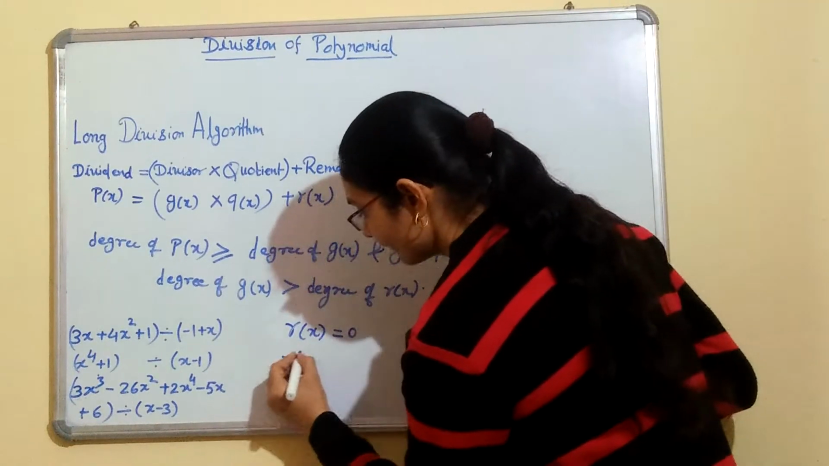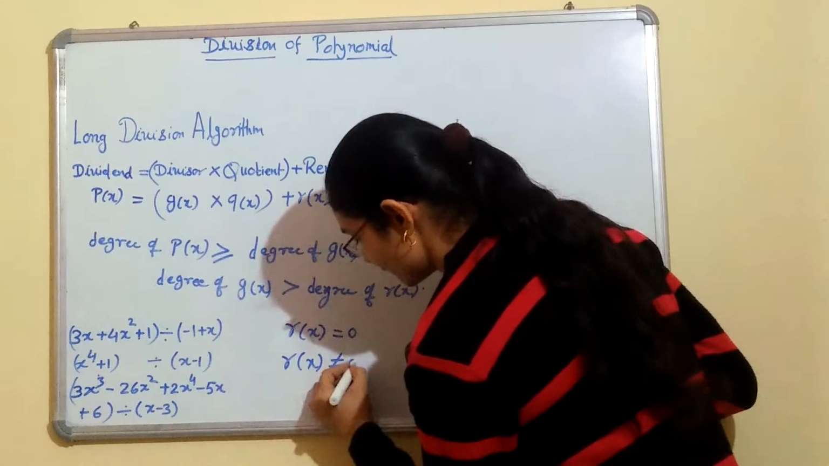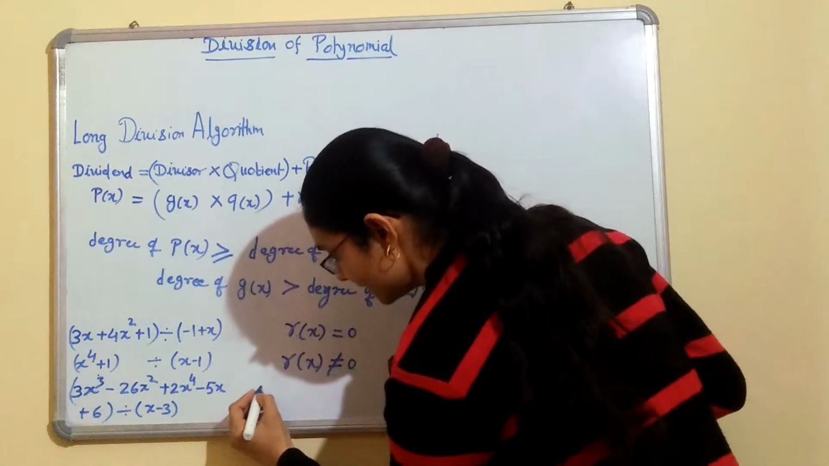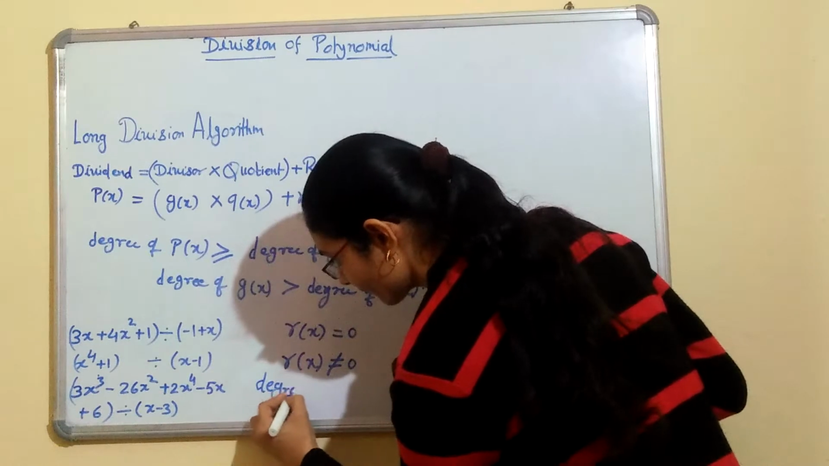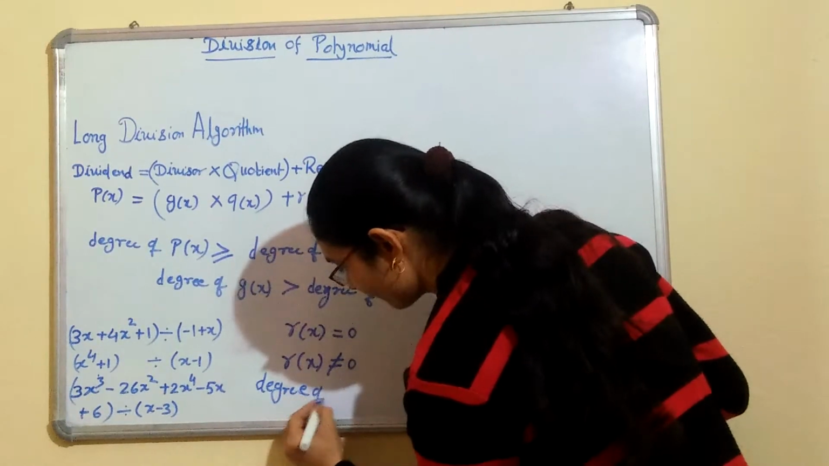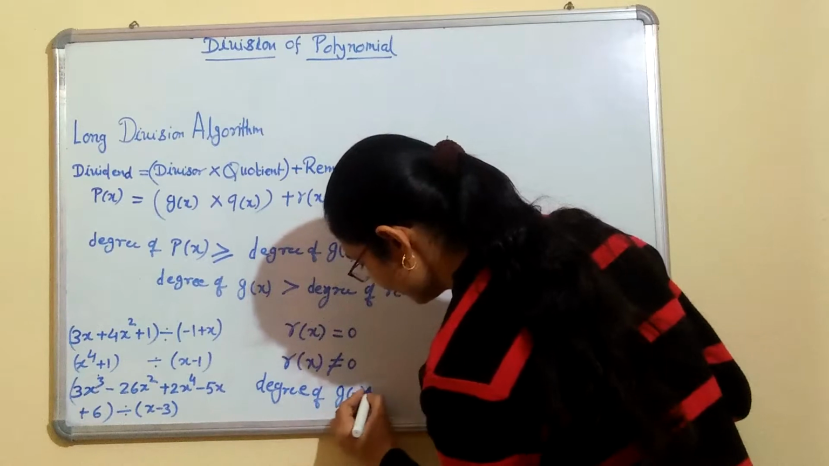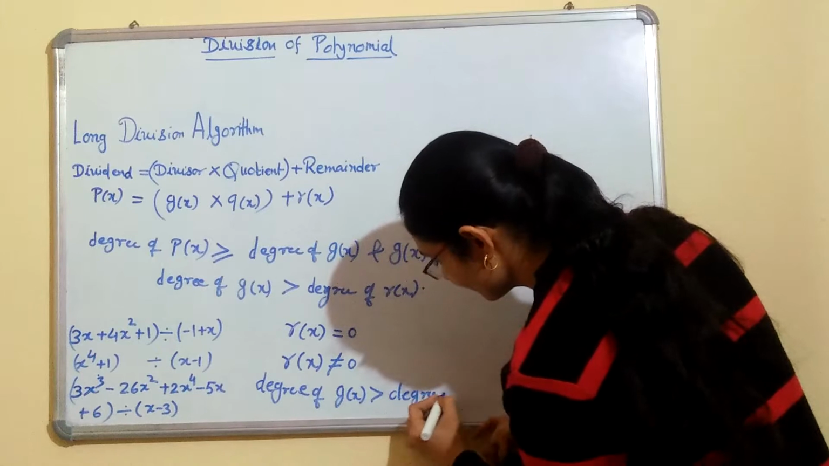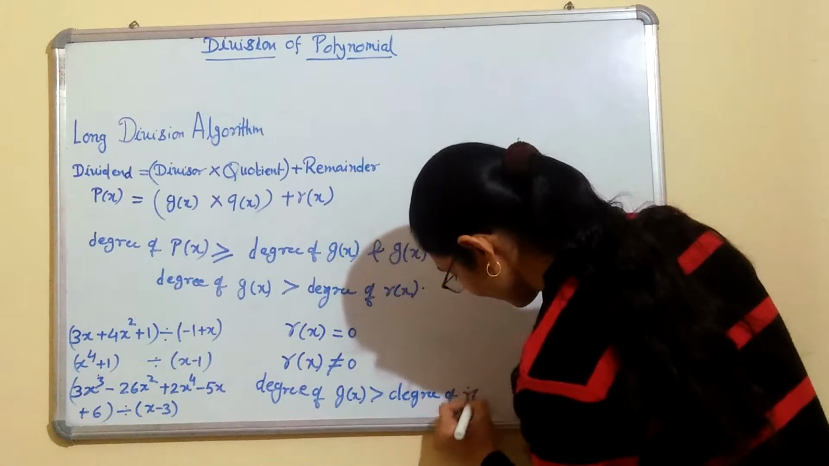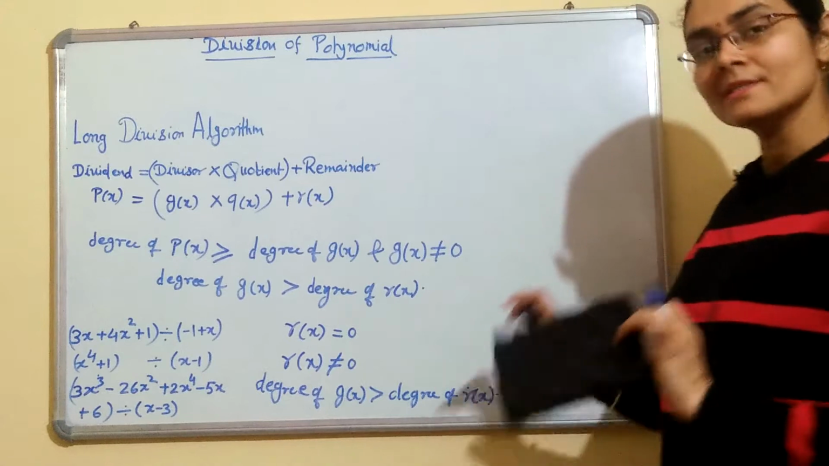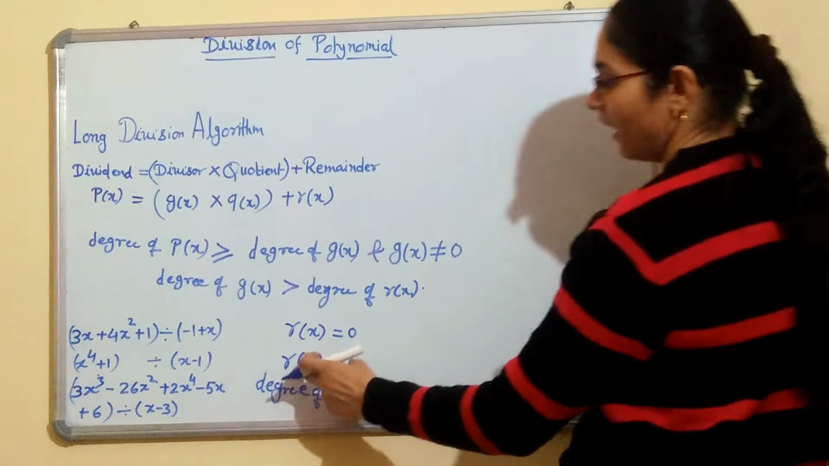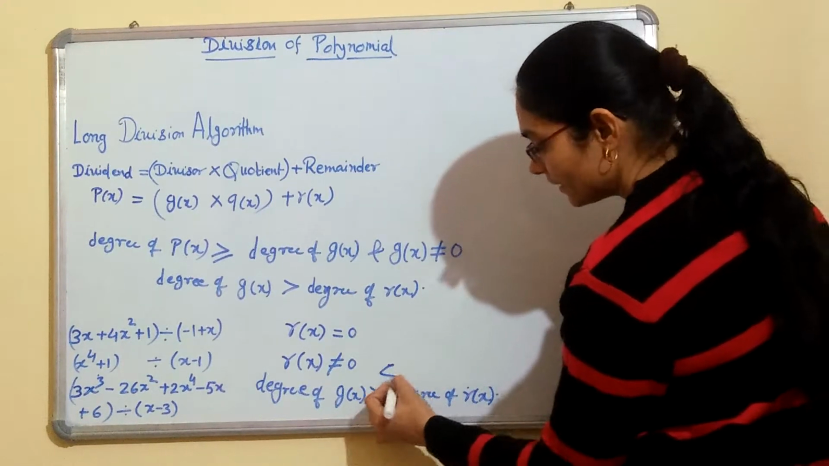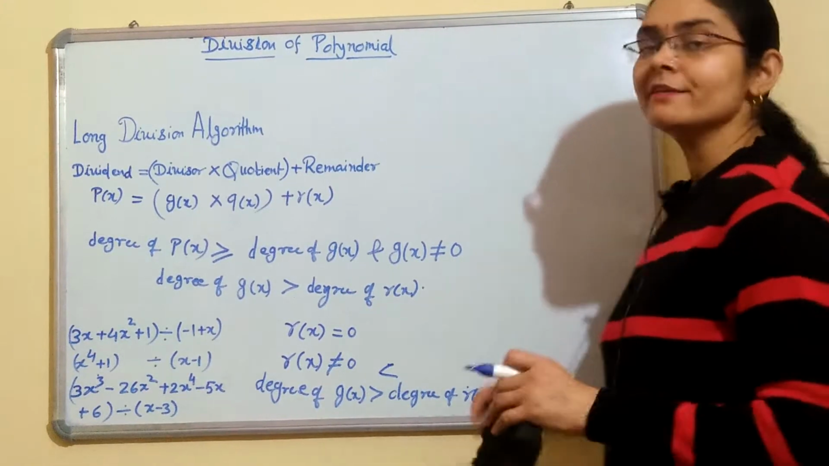But if r(x) does not equal 0, तो यहाँ टू केसेस होंगे. फर्स्ट केस, if the degree of g(x) is greater than the degree of r(x), then division is complete. But if r(x) does not equal 0 and the degree of g(x) is less than the degree of r(x), then we divide again.